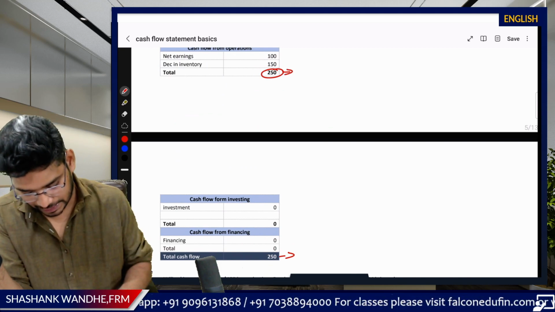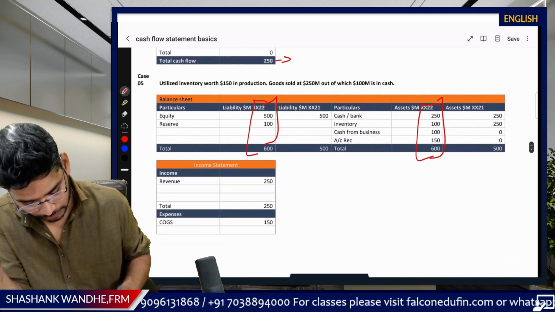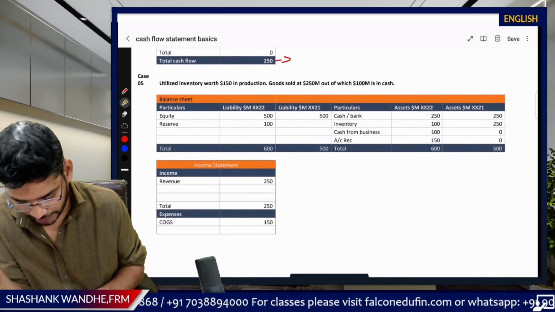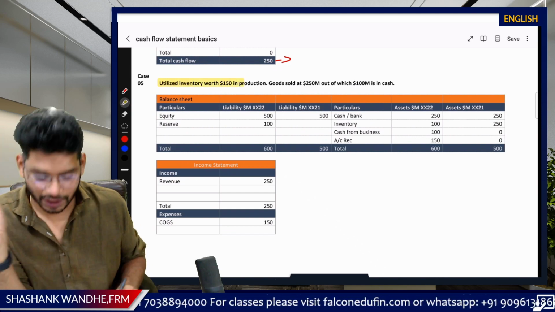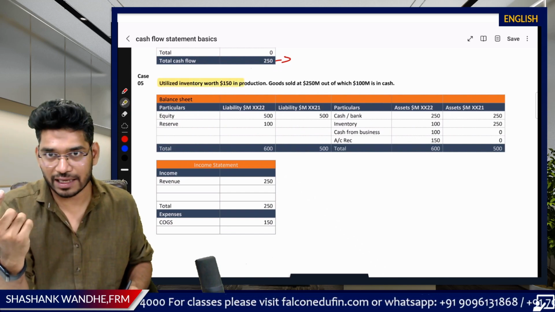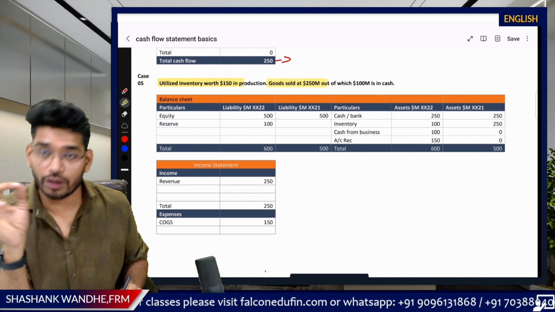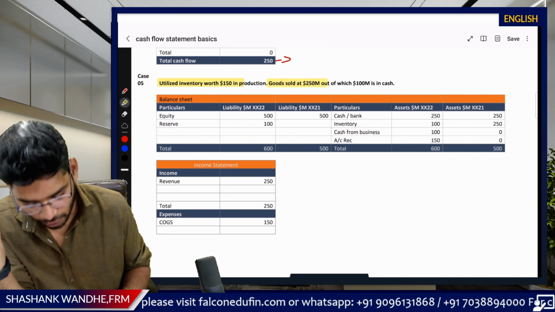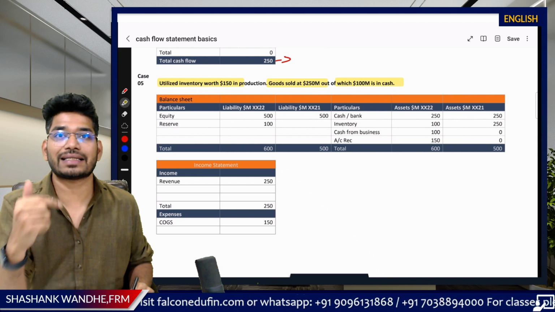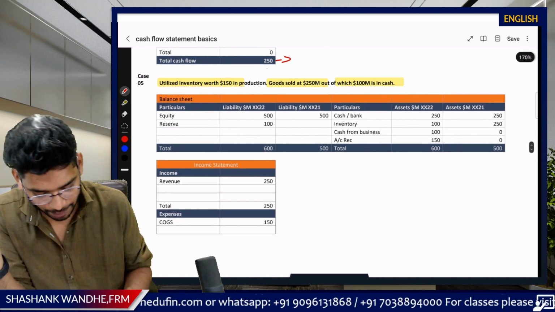Fine. Next. Now here, utilized inventory worth 150, same as before. Goods sold 250, same as before, but out of which 100 million is in cash. Now see what happens here.